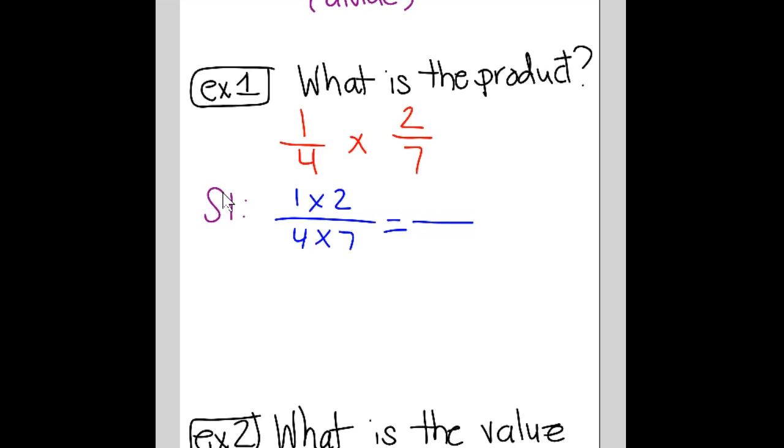Now, what do I get up top? 1 times 2 is 2. Now on the bottom, 4 times 7 is 28.